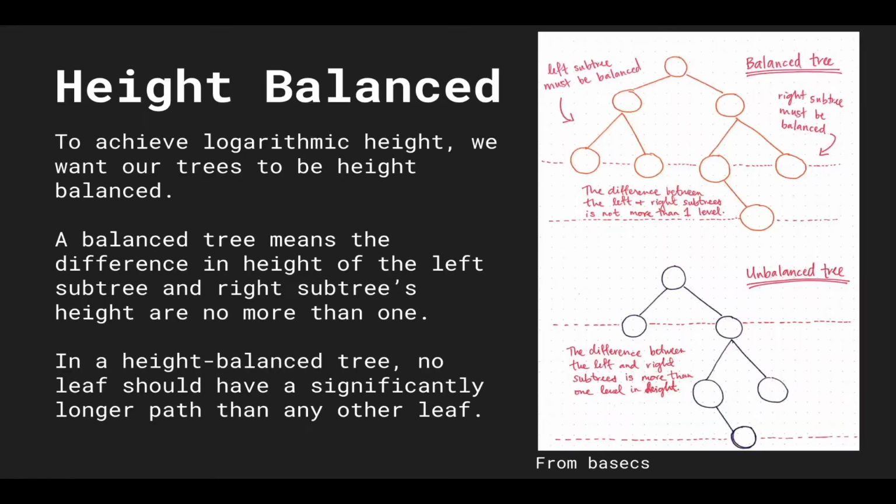So the first thing that you have to know is what is a height balanced tree. To achieve logarithmic height, we want our trees to be height balanced. A balanced tree means we look at the difference in the height of the left subtree and the right subtree. Basically, in a height balanced tree, no leaf should have a significantly longer path than any other leaf.